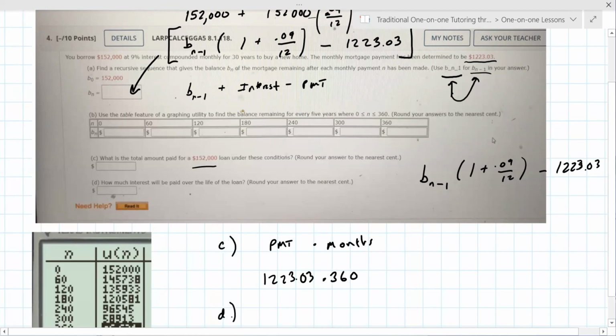Part D is that number from part C. So whatever you got in part C, you subtract out the actual amount of the loan. Niko, do you follow how to do it for your numbers? Yeah, I think so. It's whatever your payment is times 360, and then whatever your initial amount of the home is.